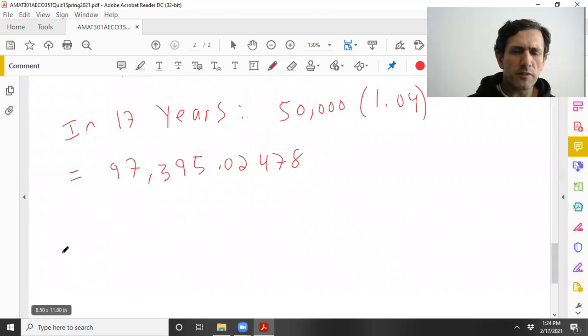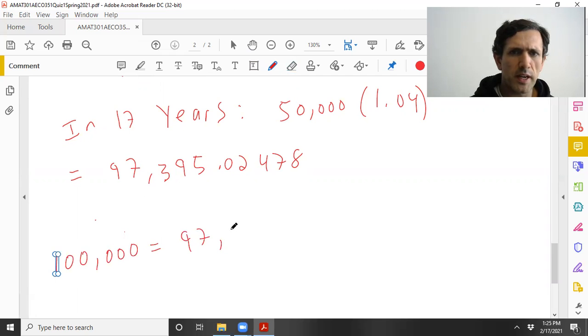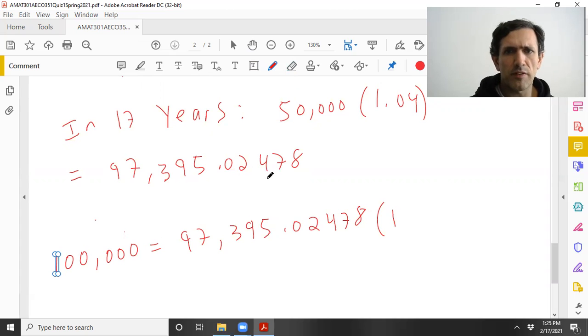Okay, so for fractions of years, let's say S is the fraction of the 17th year that money sits in the account. So just set it up like we did before. 100,000 is 97,395.02478. Or another way of thinking, S is the amount of simple interest this 97,395 and roughly 2 cents earns.